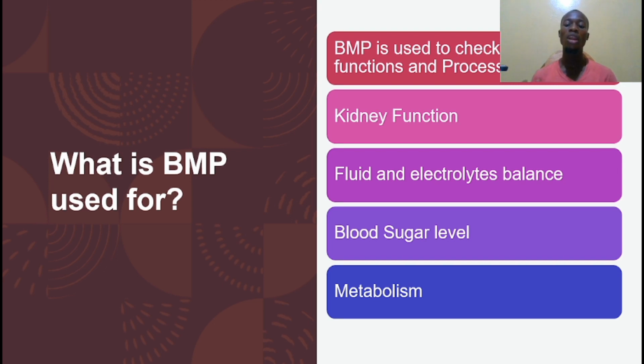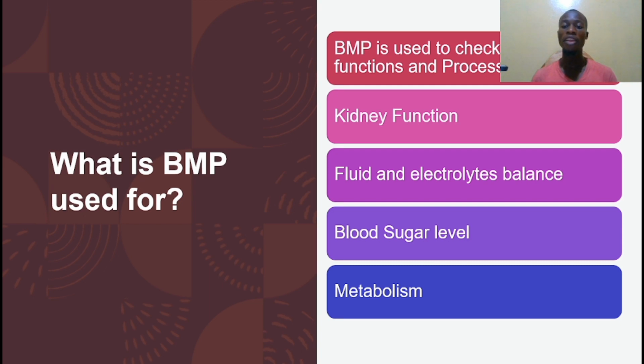Another thing is the blood sugar level. If the blood sugar level is high, you observe that the person will have some level of malfunctions. That is, the blood pressure will go up. The person might go into a coma. The person will have a lot of signs and symptoms, neuropathic activities that will occur. And the last one is metabolism.